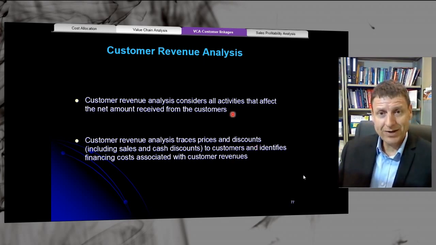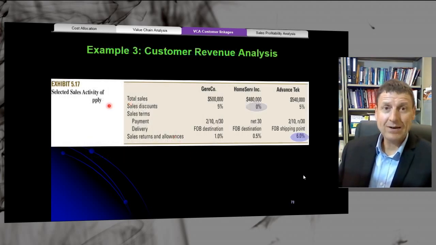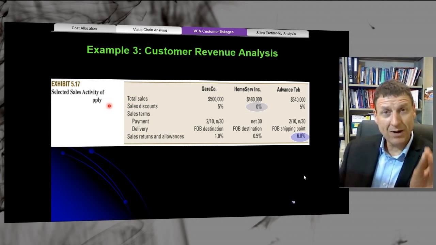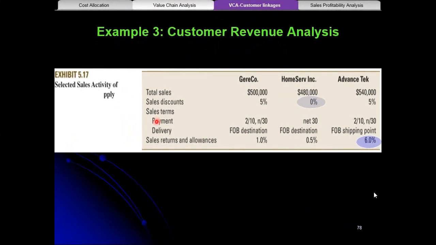And this is what we're going to capture in this revenue analysis. Let's have a look at a real example taken from a textbook. This is Winsome Office Supply. They make office supplies and they sell to 3 customers: Jerry Company, Home Service, Advanced Tech. Here are the total sales: 500,000, 480, 540.